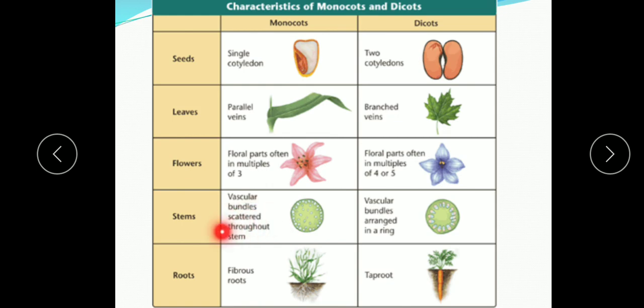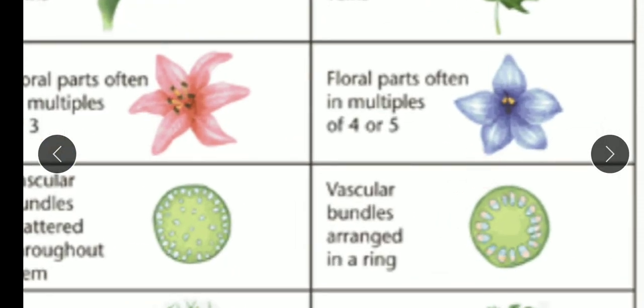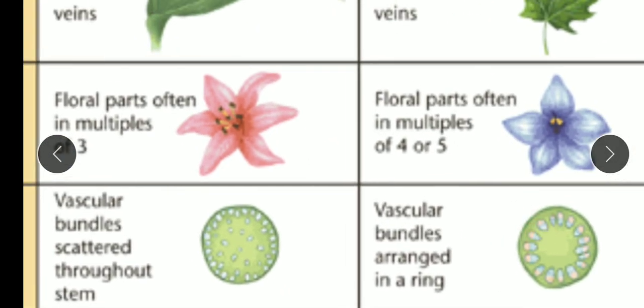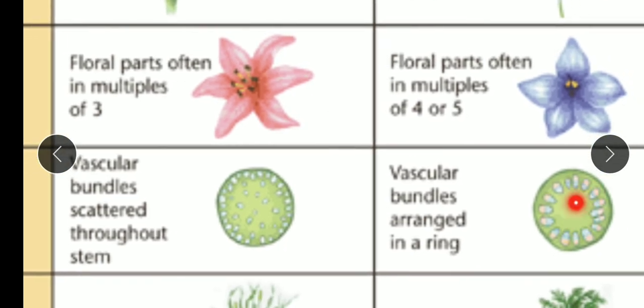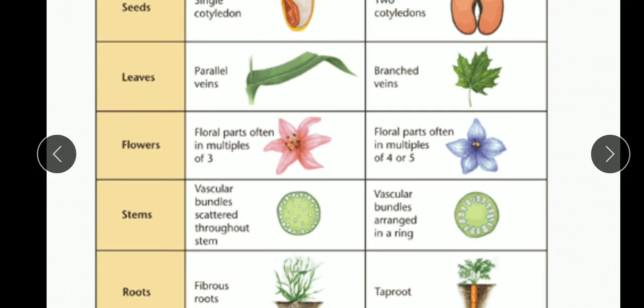Stem: here the vascular bundles are scattered throughout the stem. The vascular bundle, you know, has xylem and phloem. So the xylem and phloem are scattered throughout the stem in the monocot, while in the dicot the vascular bundles are arranged in a ring. As you will see, these are the xylem and phloem. In the transverse section, it forms a ring, a proper arrangement, while in the monocot this is the scattered one. And the stem is soft in the monocot plant, and in the dicot plant it is soft, hard and woody.